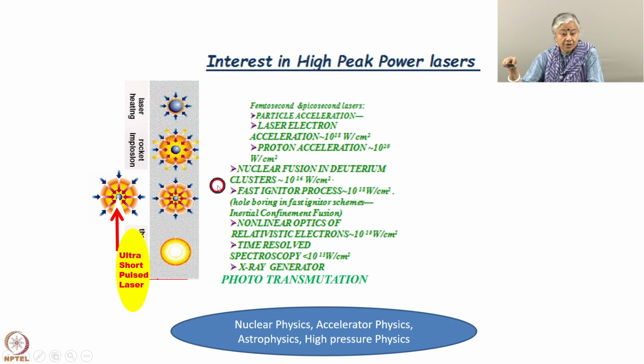Nuclear fusion in deuterium is what I described here. Which part of the fusion process can be helped by the use of high peak power lasers and ultra short pulse lasers? It's called the fast ignition process. Then you have so many nonlinear optics which gives rise to relativistic electrons, and it's a new field to be studied.